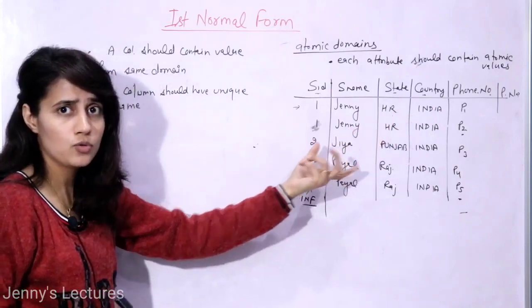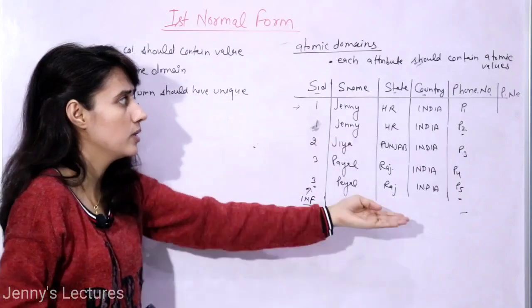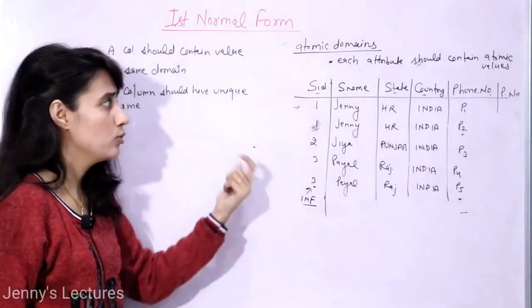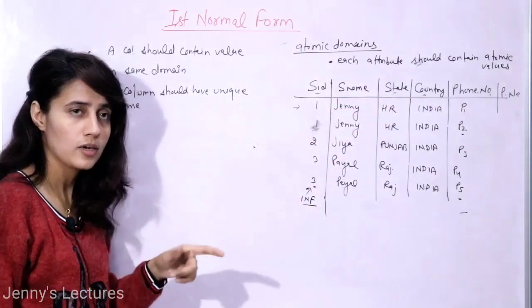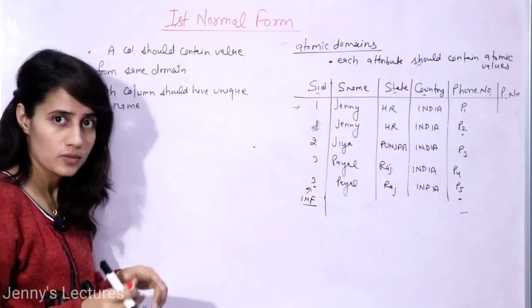We will not be able to find out which phone number we are asking about. If someone is asking, which phone number is he asking about, right? This phone number or this phone number? If suppose I am taking S name, that is also not possible, right? So each column should have a unique name. That is the third rule. Fine.